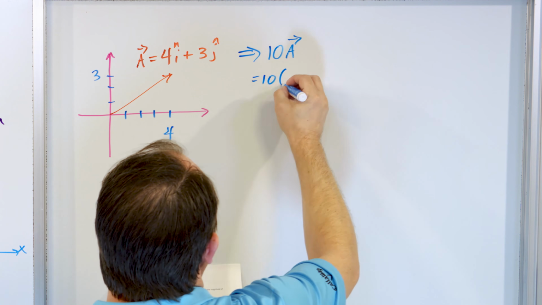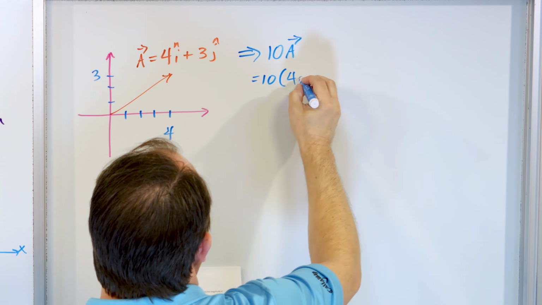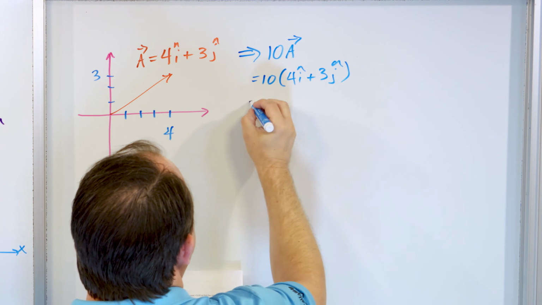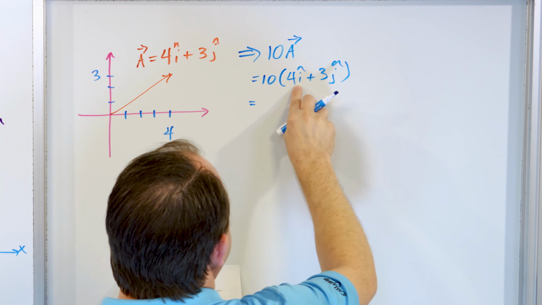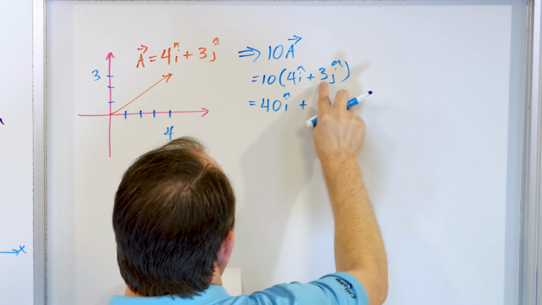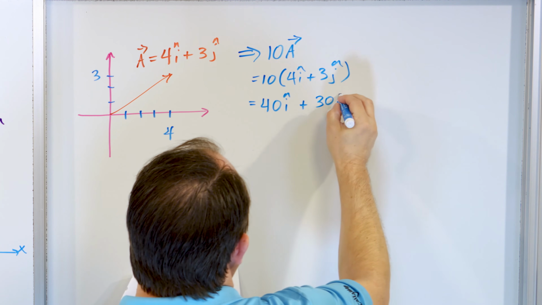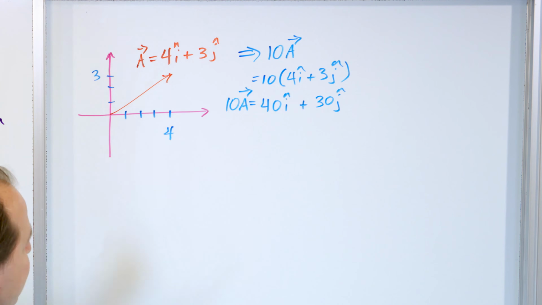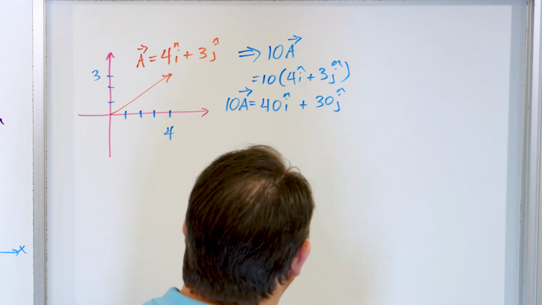We would get 10 times the A vector, 4i plus 3j, right? And so if we multiply it in, we distribute it in, what do we get? 40i plus 10 times 3 is 30j. So 10 times vector A, in unit vector notation, gives us this. Now let's plot this and see what it actually looks like.